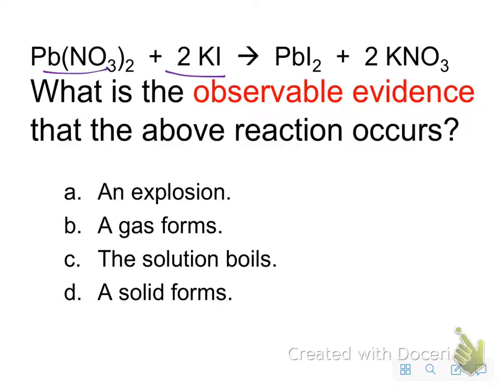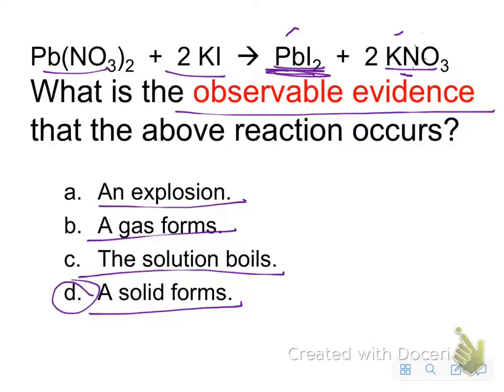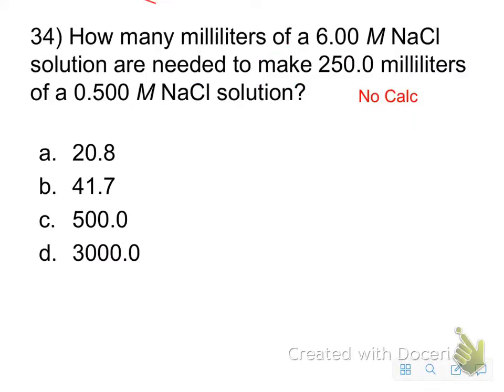How about this one? Lead nitrate and potassium iodide react, giving you the products lead iodide and potassium nitrate. What is the observable evidence that the above reaction occurs? So here are our choices. An explosion occurs. Well, I don't have any information that tells me that's going to happen. Does a gas form? Well, I don't recognize either of these things as gases. Does the solution boil? I don't have any information that tells me that. But a solid forms, so I can look at this and say potassium nitrate is going to be soluble, but lead iodide, if I remember my solubility rules, is going to be a solid, so it's going to be that.